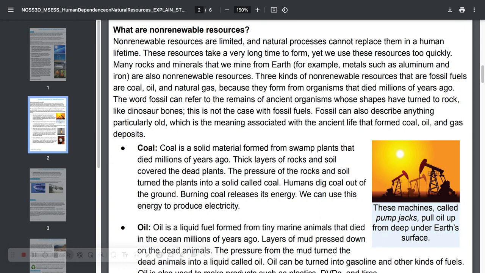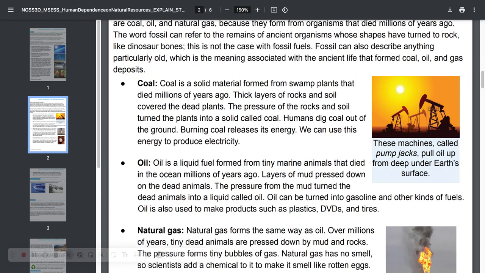The word fossil can refer to the remains of ancient organisms whose shapes have turned to rock, like dinosaur bones. This is not the case with fossil fuels. Fossil can also describe anything particularly old, which is the meaning associated with the ancient life that formed coal, oil, and gas deposits.